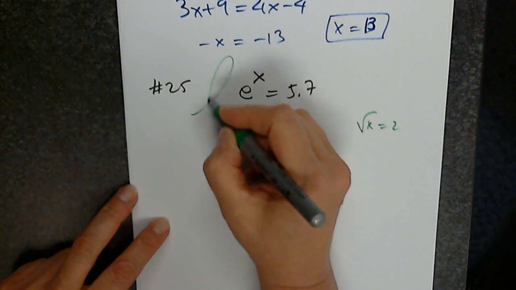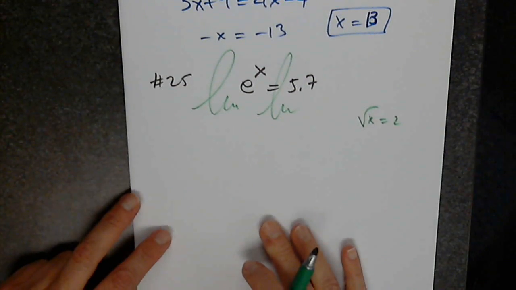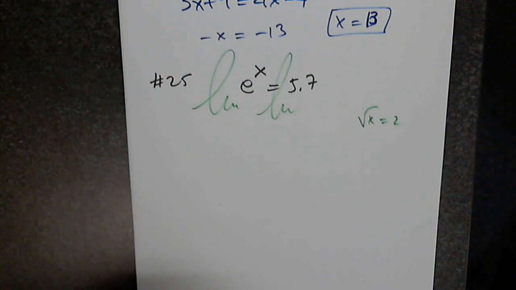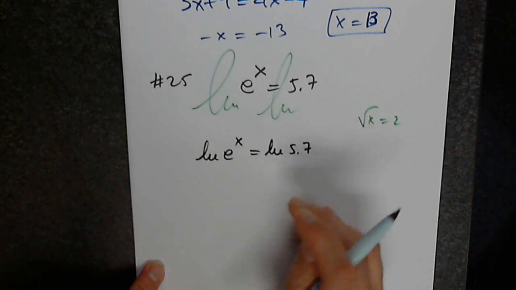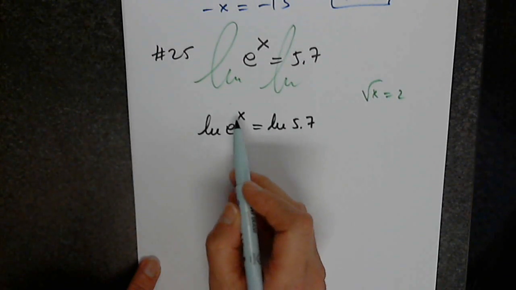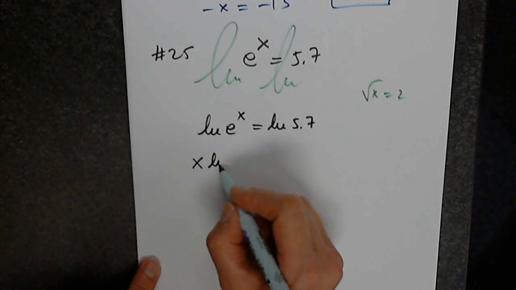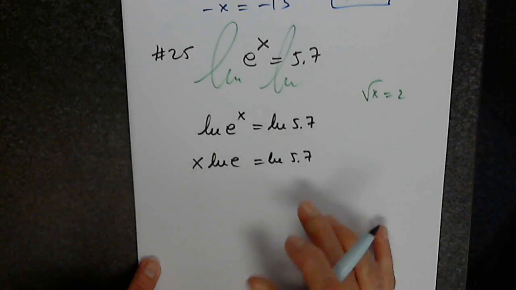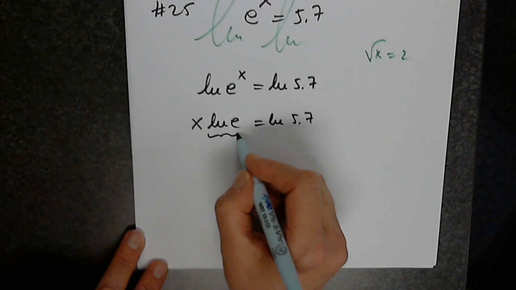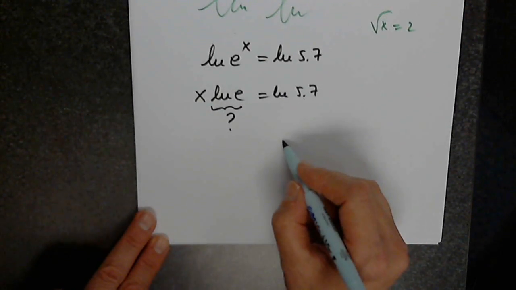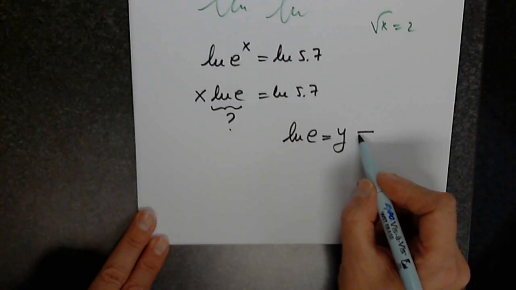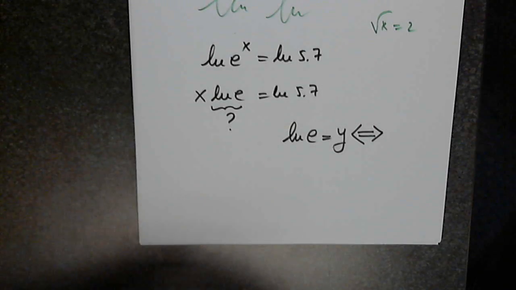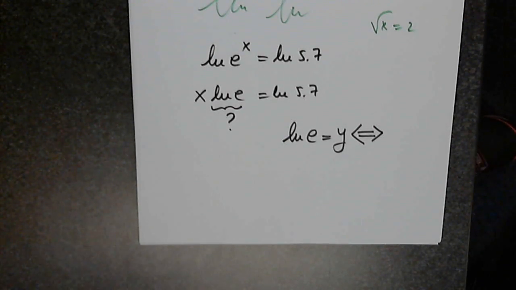Natural log. So I apply natural log to this side and natural log to this side. Therefore, natural log of e to the x equals natural log of 5.7. I bring the power in front. I'm allowed to do that. It's natural log. Now I'm asking myself, what is natural log e? This is an important property. That's why I want to talk about it. Natural log e, let's say I don't know. I'm going to call it y. But I know that the most important concept in this chapter is the fact that any log equation can be written as an exponential one, and any exponential, vice versa.